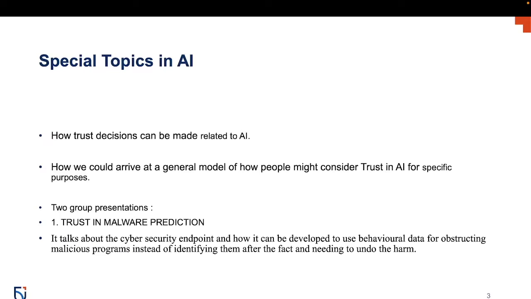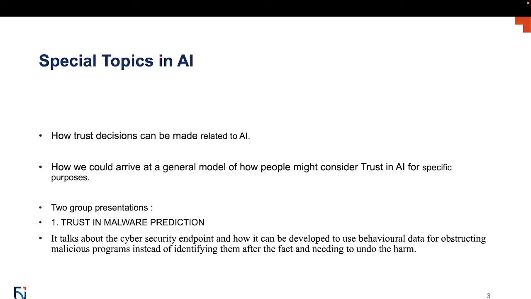Special Topics in AI. This course introduced us to the concept of trust in artificial intelligence, how trust decisions can be made related to AI, and how we could arrive at a general model of how people might consider trust in AI for specific purposes. I've done two group presentations in this course. The topic we chose for our final presentation is trust in malware prediction.